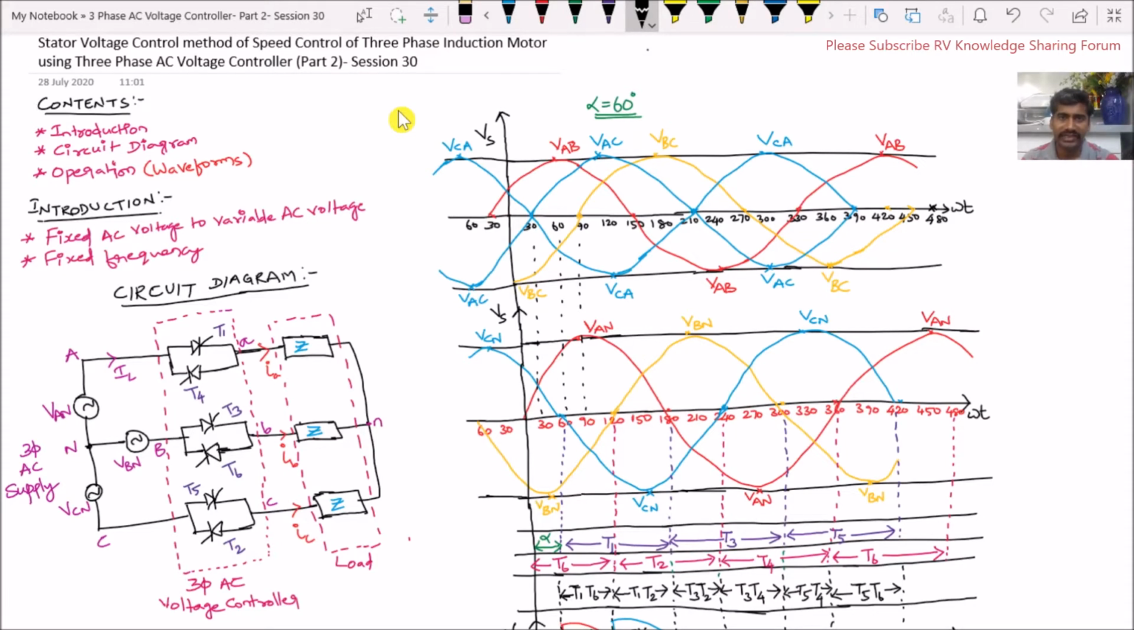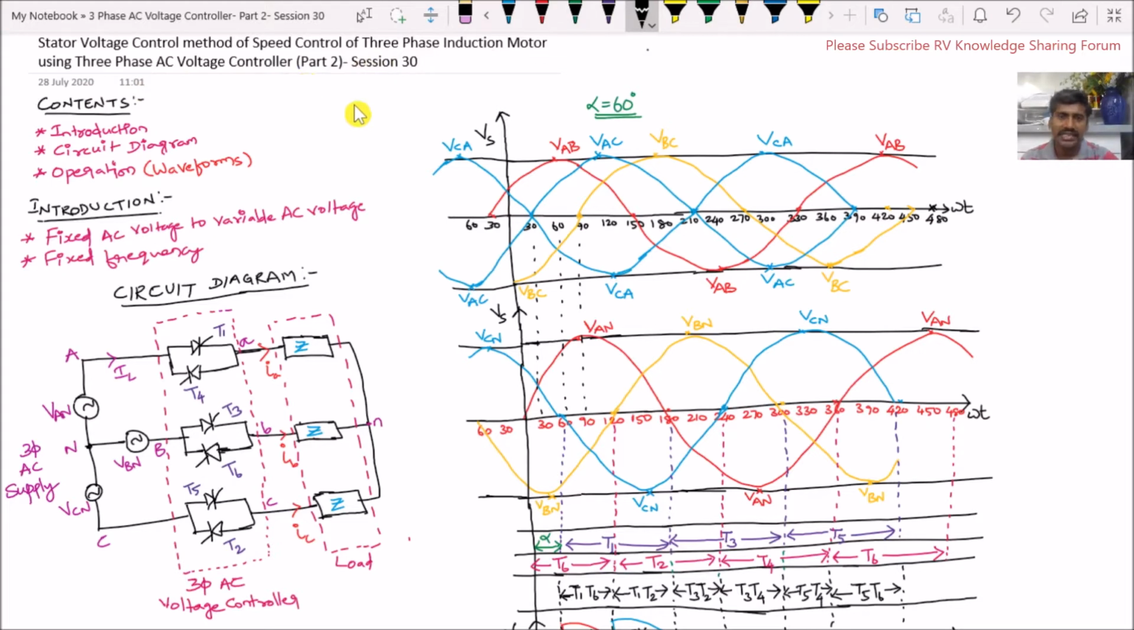Myself R Venkatesh. In today's session 30, under part 2 of electric drives and control, we are going to discuss the stator voltage control method of speed control of a 3-phase induction motor using a 3-phase AC voltage controller. So in this part 2, we are going to discuss how a 3-phase voltage controller works.